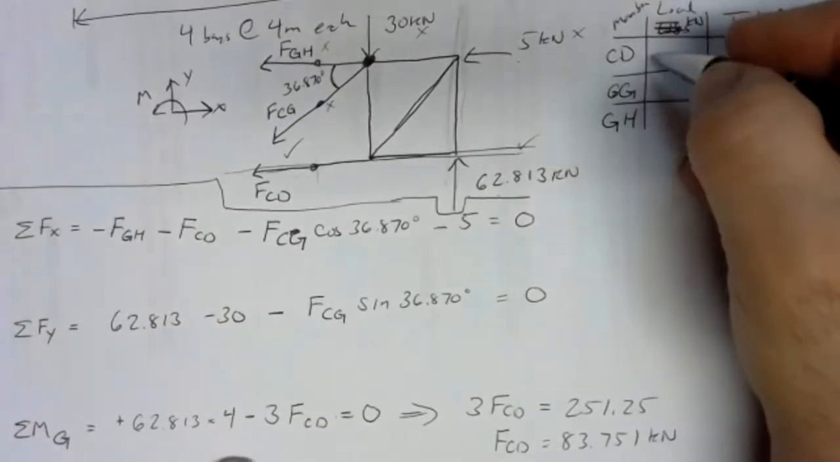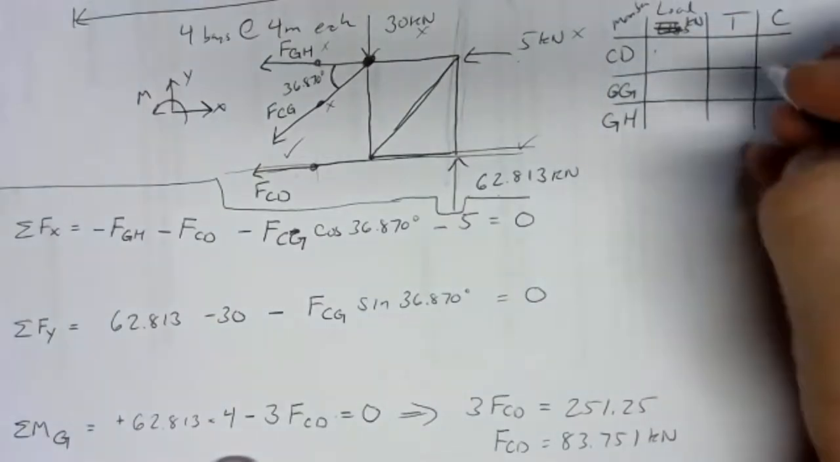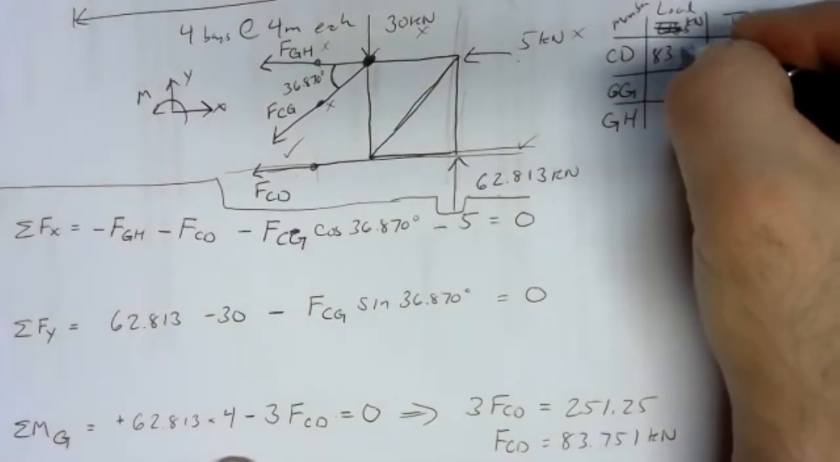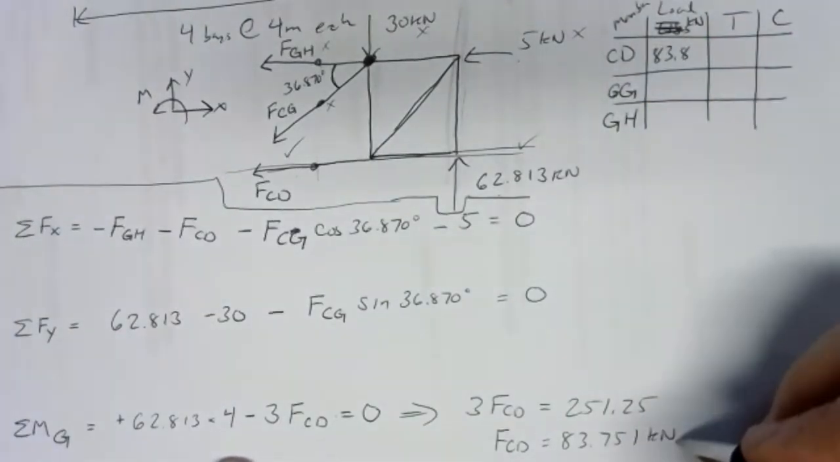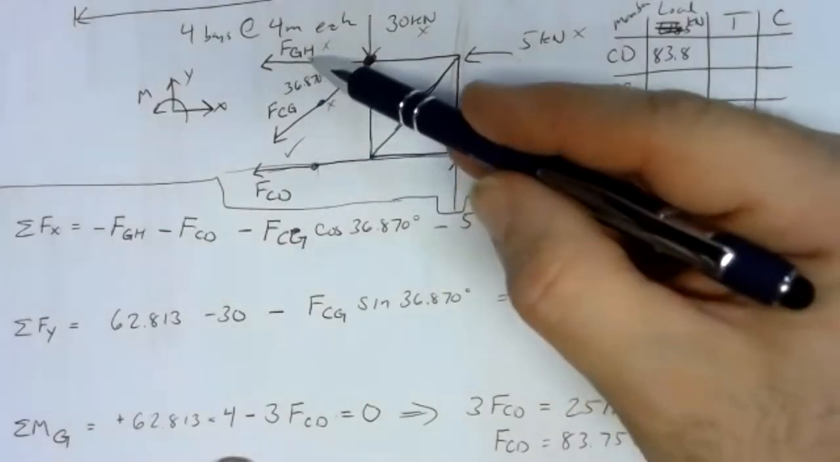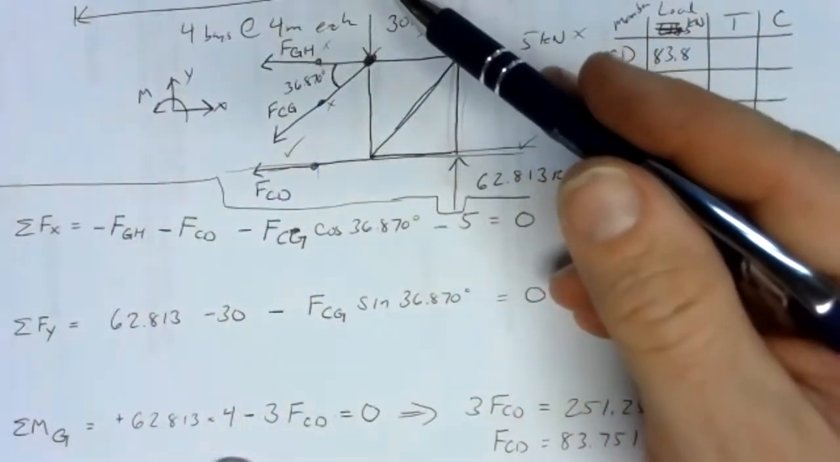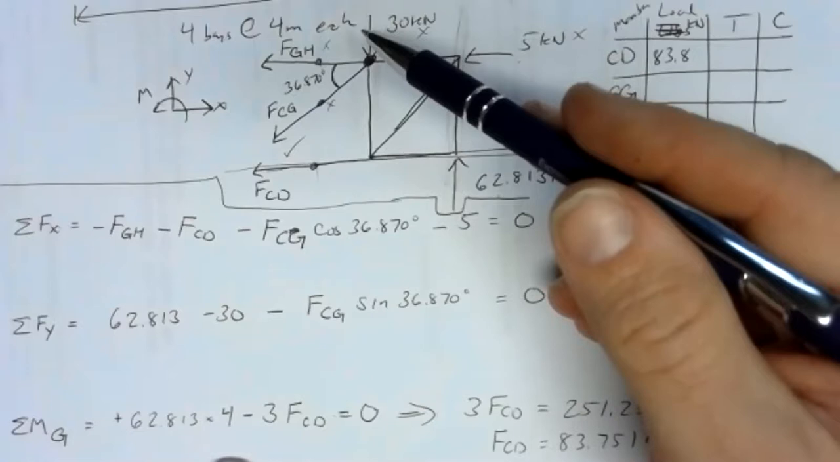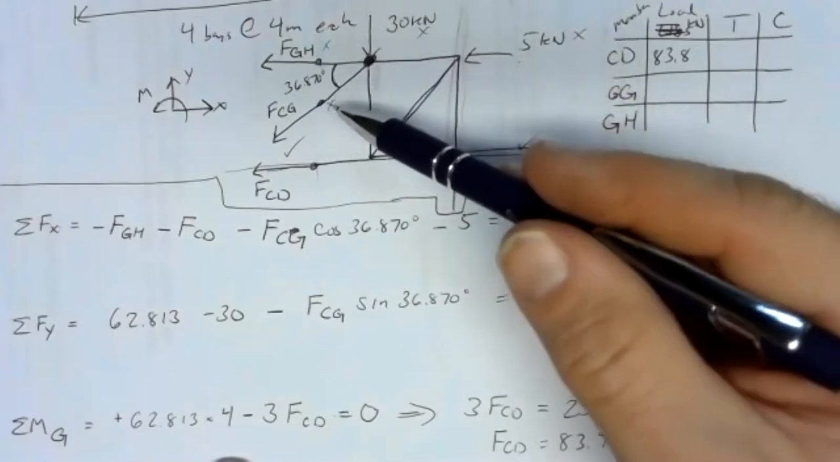83.751 kilonewtons for member CD. Now, if we were to round that to 3 sig figs, that would be 83.8 kilonewtons. Now we've got to decide tension or compression. Remember, in method of sections problems, we assume tension. We assume the part of the truss we're throwing away pulls on every member we're cutting through. It's not going to be true most of the time, but it's a good uniform place to start.